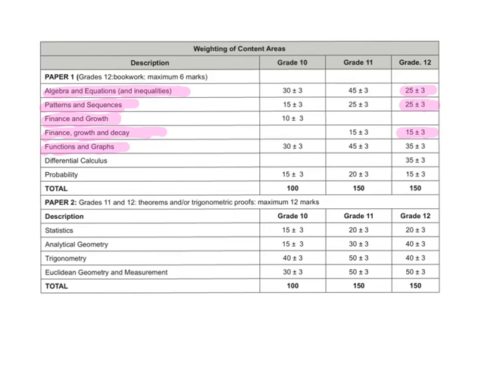Functions and graphs comes in 35 marks. Differential calculus 35 marks. Probability 15 marks. So we have 6 topics. Question number 1 will be algebra. This will be our question number 1.